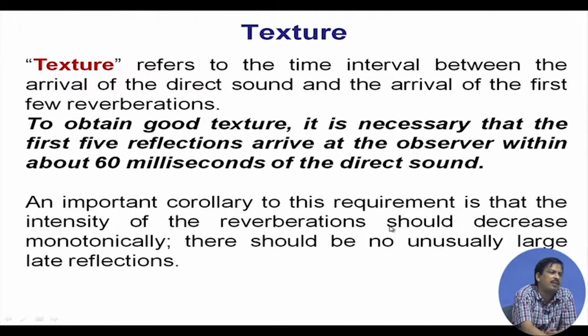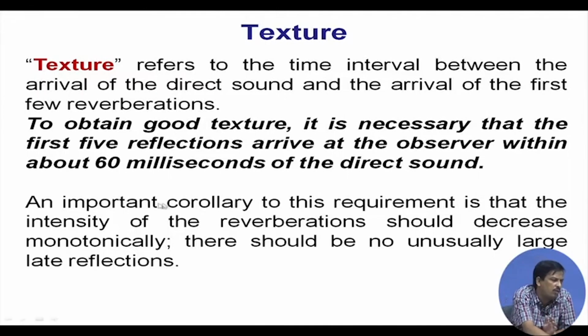Then texture. Texture refers to the time interval between the arrival of the direct sound and the arrival of the first few reflection sounds. So, to obtain a good texture, it is necessary that the first 5 reflections arrive at the observer within about 60 millisecond of the direct sound. That is the good texture. Within the 60 millisecond, at least 5 or 6 reflections must come, then it is a good texture room.